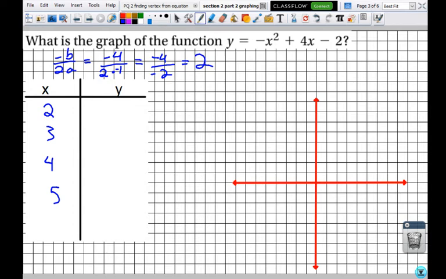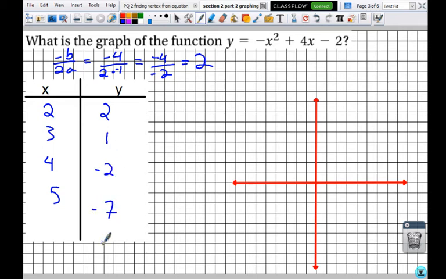Alright, so I got that. But then I have to change these numbers. I'm starting at 2, then 3, 4, and 5. I accidentally repeated some numbers, but that's fine. So I got 2, 3, 4, and 5, and my y numbers are 2, 1, -2, -7. So in my table: 2, 1; 3, 2... 2, 1, -2, -7.